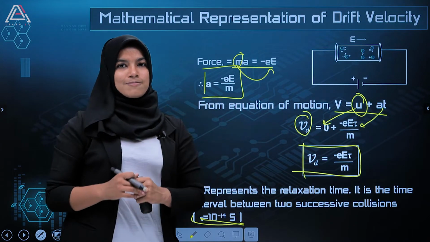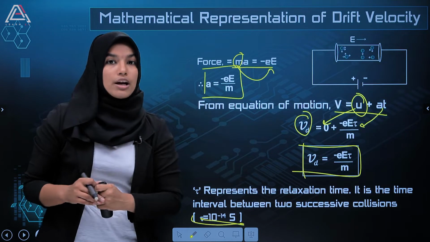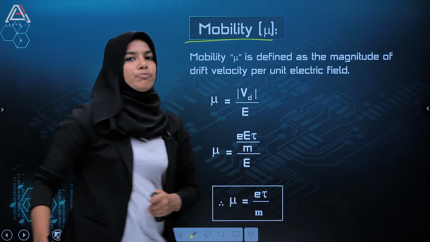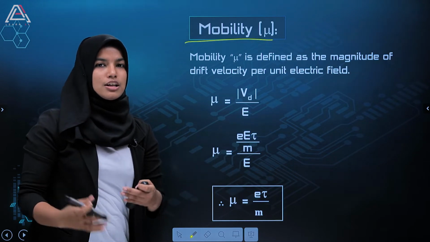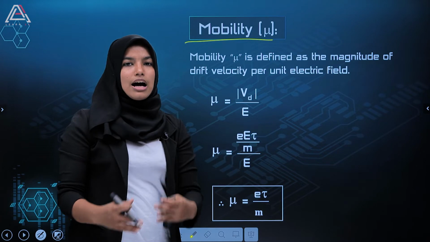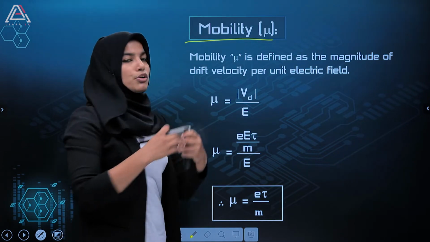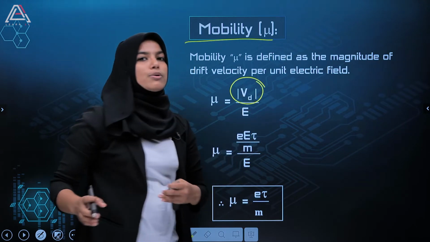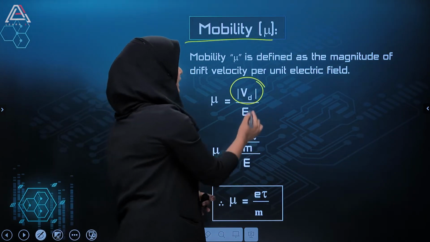So this is the mathematical representation of drift velocity, and you need to study it because it's needed in the upcoming derivations. Moving on, we are going to look into the next topic, which is mobility. So mobility means to travel or to transport. So how is the transportation happening? It's due to the drift velocity. And how is it driven? It is driven by the electric field.